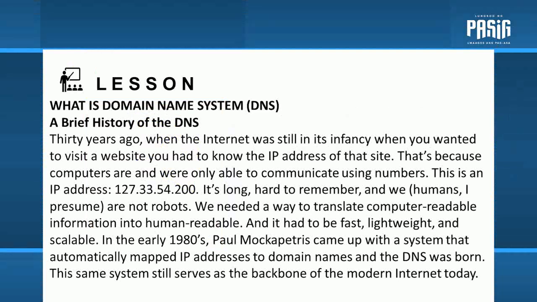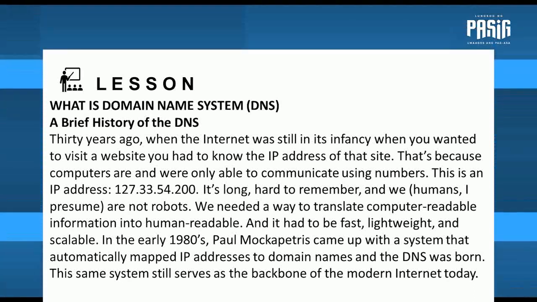Let's proceed to our lesson. What is domain name system? A brief history of the DNS. 30 years ago, when the internet was still in its infancy, when you wanted to visit a website, you had to know the IP address of that site. That's because computers are and were only able to communicate using numbers.